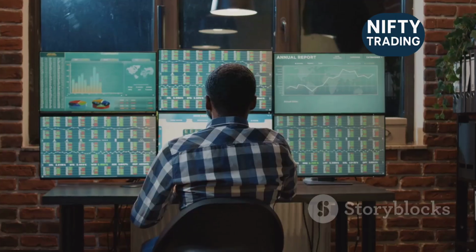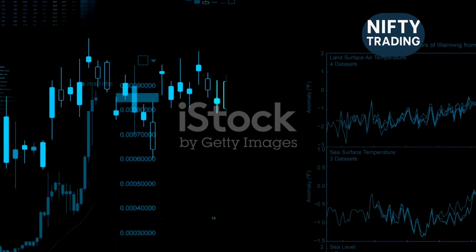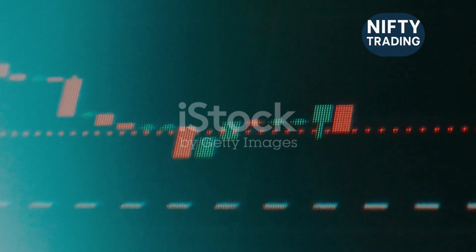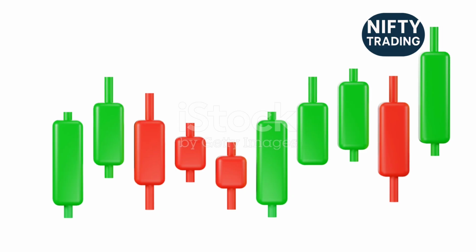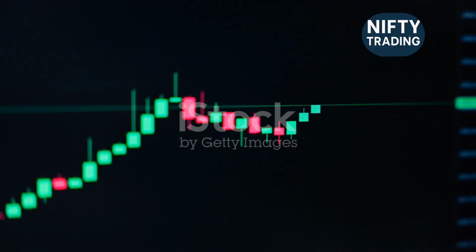You've learned the basics now. Here's how to use candlesticks like a pro. Always consider the bigger picture. Is the market trending or moving sideways? Only trade patterns that align with the overall trend and appear at key support or resistance.